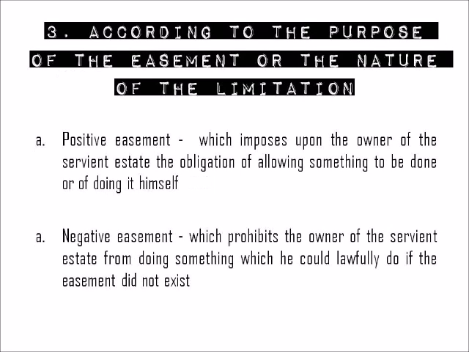The third classification is according to the purpose of the easement or the nature of the limitation. We have two, positive easement and negative easement. Positive easement imposes upon the owner of the servient estate the obligation of allowing something to be done or of doing it himself, while the latter prohibits the owner of the servient estate from doing something which he could lawfully do if the easement did not exist.